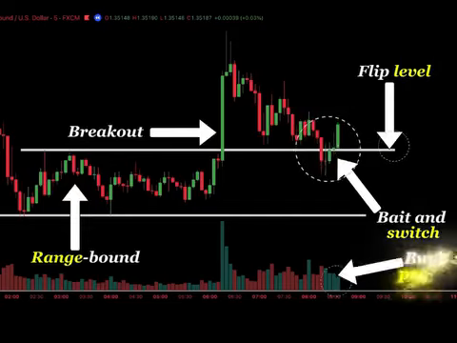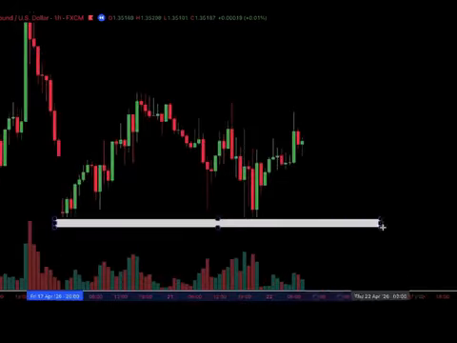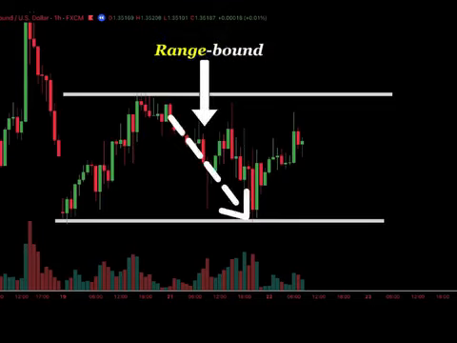Now look at the volume. If you see a clear increase in buying volume after the bait and switch, it confirms that buyers are stepping in. This adds strength to your setup. Next, move to the higher time frame. As you can see on the hourly chart, the market is ranging. It has already hit this support level and is now moving toward the resistance level. This space between the current price and the resistance is what we are going to trade on the 5-minute time frame. So now, the higher time frame, which is the hourly, is aligned with the 5-minute time frame.